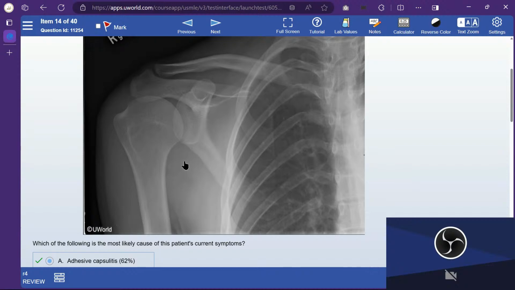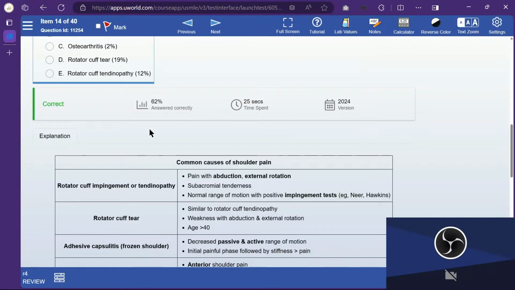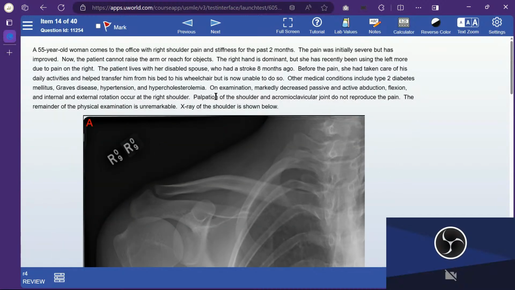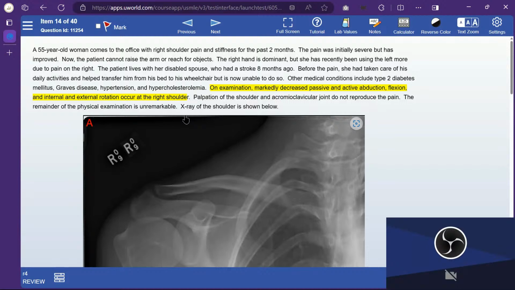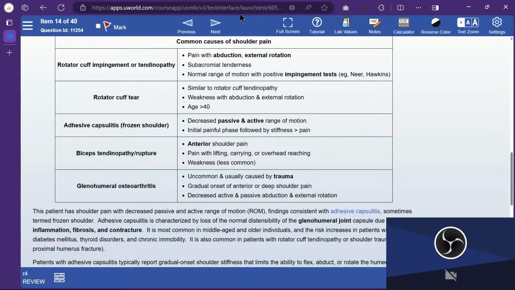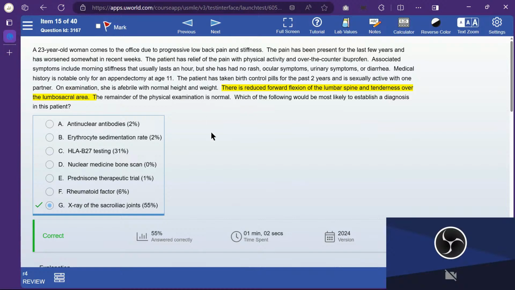This is dislocation. Sorry, in here, what happens? Active and passive range of motion is decreased. So diagnosis done: adhesive capsulitis.